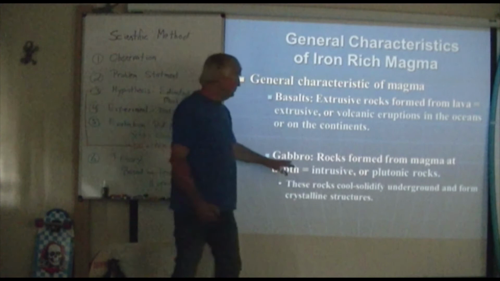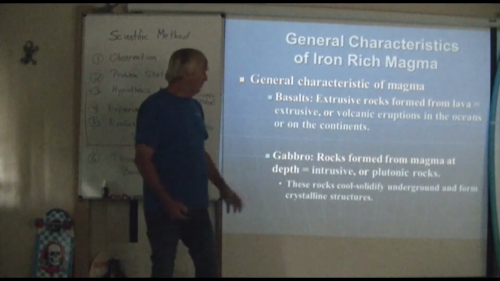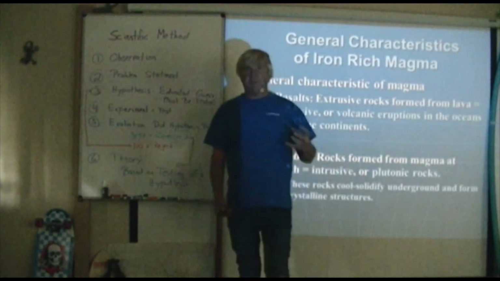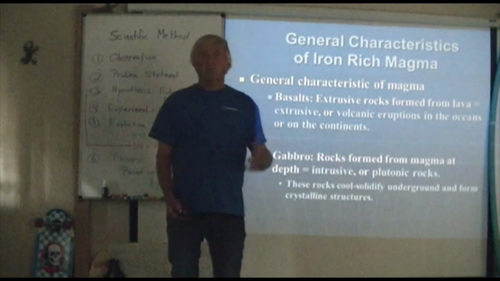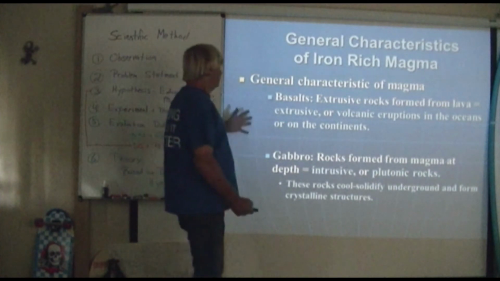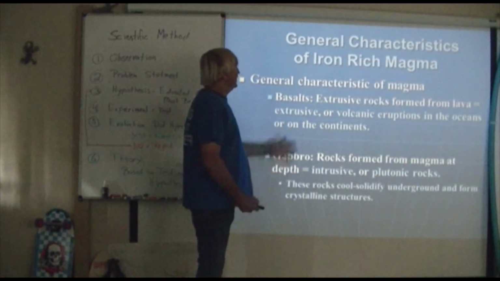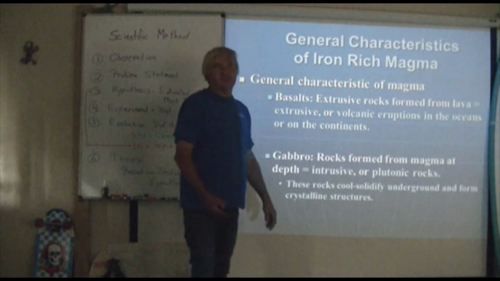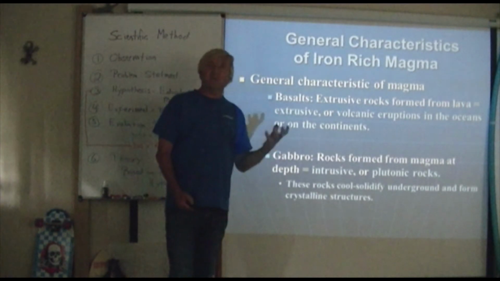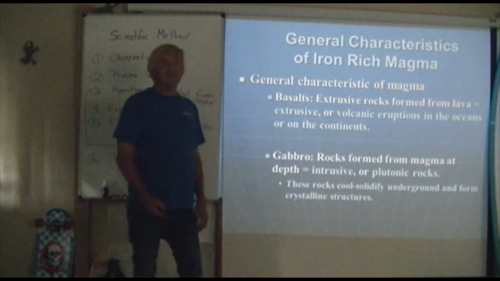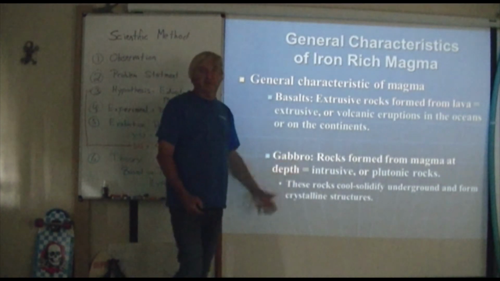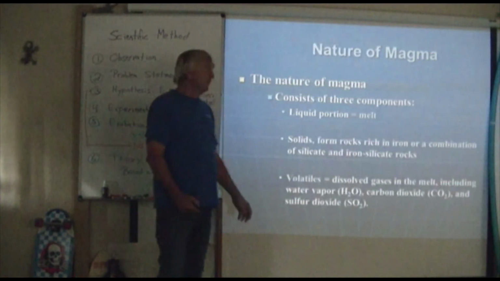The gabbro has lots of time to cool. These are sometimes called plutonic rocks. So plutonic rocks means they're magma chambers that cool underground. We refer to rocks that are rich in iron as mafic rocks. So mafic is a word that simply means rich in iron, ferromagnesian. Rocks that are light in color, we call those felsic, for feldspars.